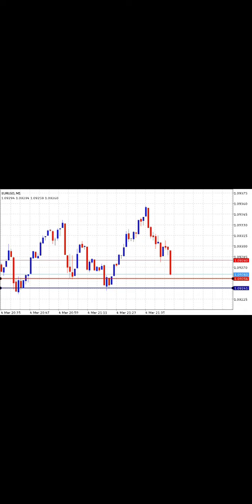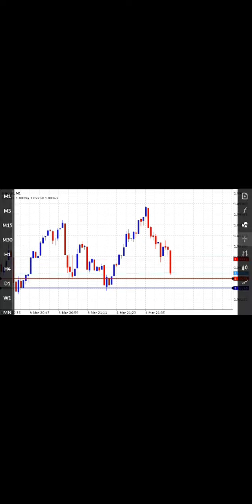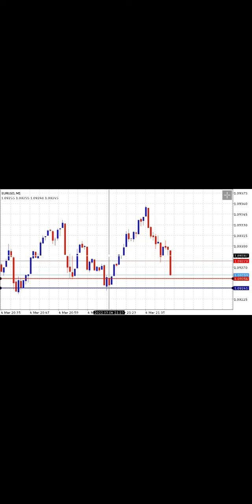You can see now, if I enter here, I will enter at 1.092504. I will enter a pending buy order. If price touches my zone, you can see price has touched my zone. Let's see whether price will break it. If price eventually breaks my zone, with the stop loss at 1.09241, you can see price has broken my zone. That is okay.